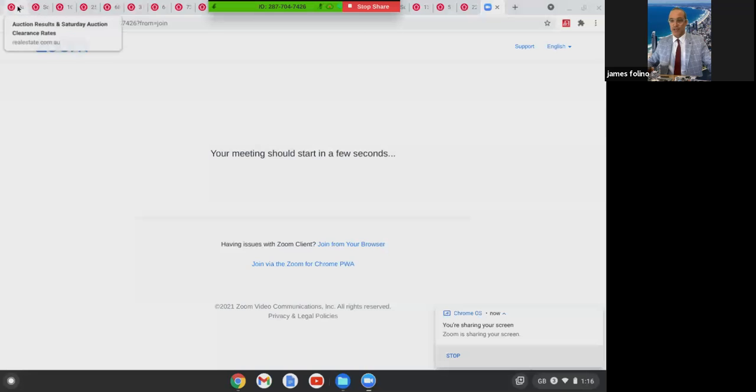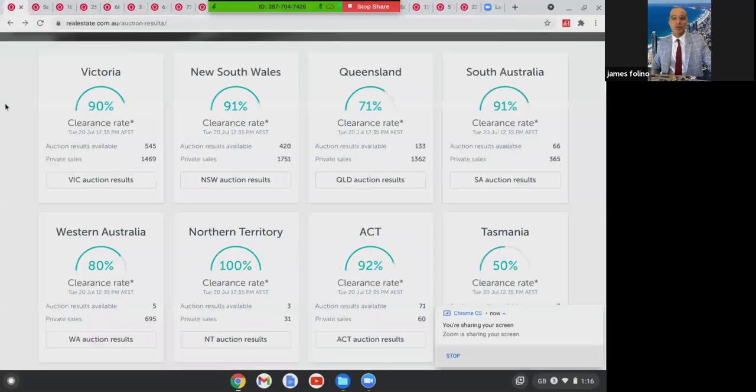And let's do that. Okay, so let's go straight into it and have a look at the auction sales results for Australia. As you can see, Victoria and New South Wales still have very strong results, and sales volume for both states is over 2,000 properties per week. Queensland, on the other hand, was down at about 71%. Over the last 3 weeks, we have seen Queensland's clearance rates dropping slightly, but it's still very strong for Queensland.